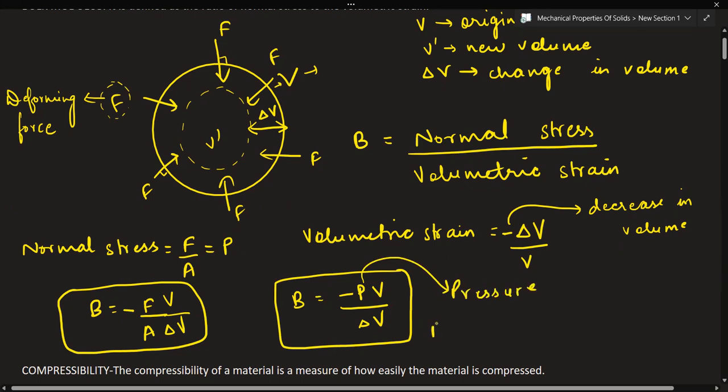So remember that bulk modulus for solids is greater than bulk modulus for liquids, which is greater than bulk modulus for gas. So solids have the highest. And again, the SI unit would remain same, Newton per meter square or Pascal. The SI unit is same for all the moduli of elasticity.